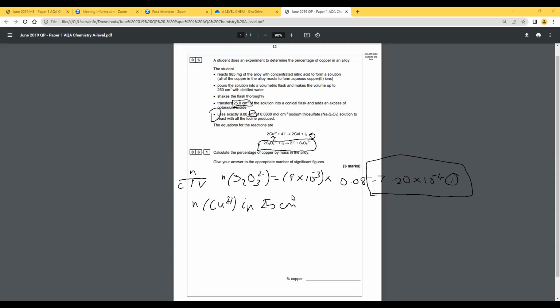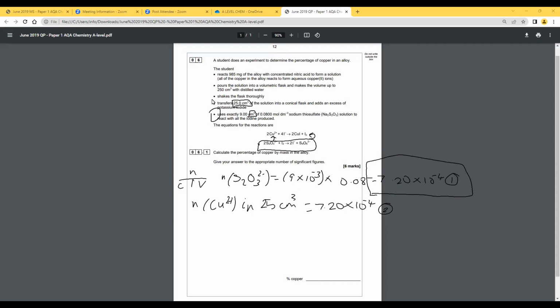Moles of copper in 25 centimeters cubed equals 7.20 times 10 to the minus 4. Make sure to show this clearly, even if you know it in your head. So that's our 2nd mark. This is the moles of copper 2 plus in 25 centimeters cubed.